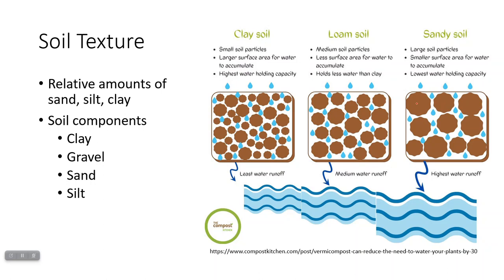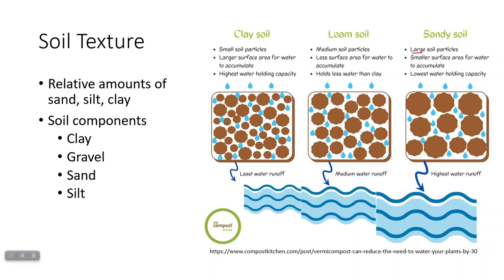Sandy soil, which is at the other extreme, tends to have the largest particle size. There's not as much surface area for water to accumulate, and it doesn't tend to hold on to water very well. So, sandy soil will have the highest levels of runoff, which can be good, can be bad. If you're trying to retain water in an area and you are not getting high levels of precipitation, then sandy soil could be a downside because then water will run off or water will infiltrate and get into groundwater, and then you're going to need to rely heavily on incoming precipitation.